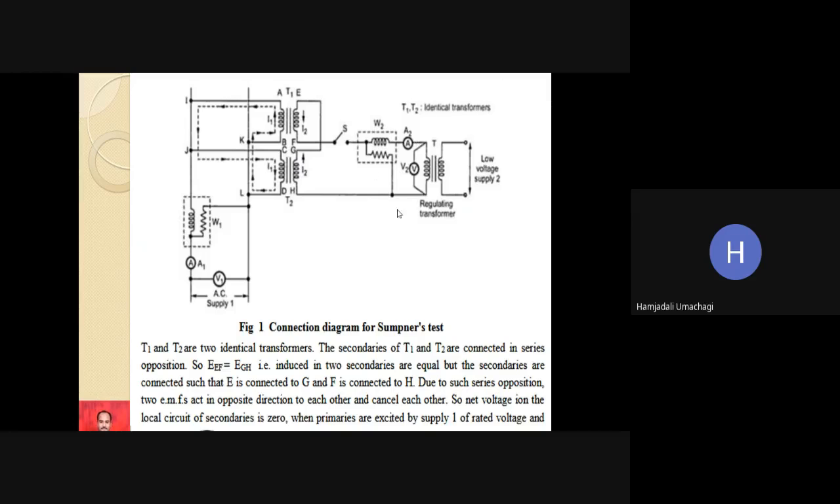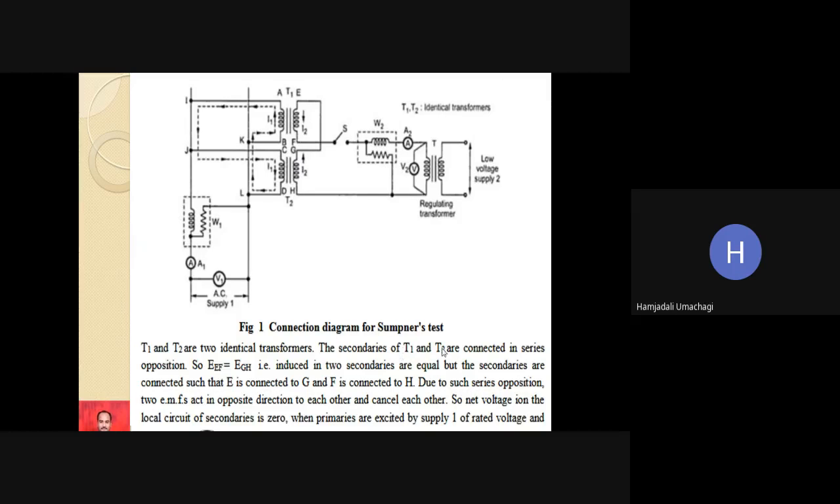This is just to simulate or conduct the short circuit test, whereas on this side we are conducting the open circuit test. If we compare to the OC and SC tests, this wattmeter will give us open circuit information, that is iron loss. On this side it is the short circuit test, and wattmeter W2 will give us short circuit information, that is copper loss. Now, T1 and T2 are two identical transformers.